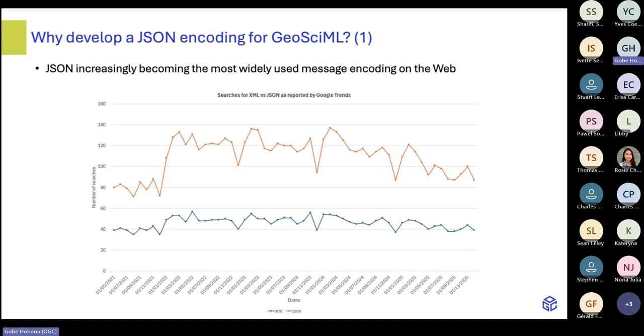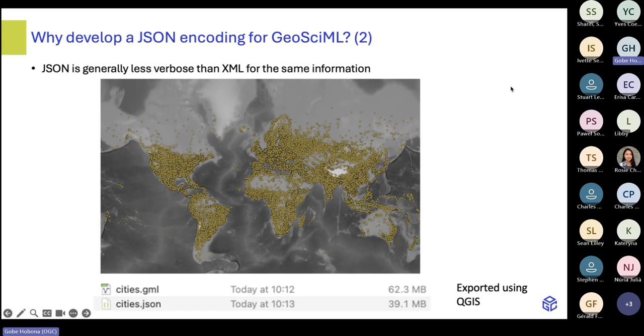So you can see the difference, the level of interest. On the right-hand side, you can see that it starts to reduce slightly, but it's still high. It's still much higher than XML. So this gives you an idea of the level of interest in JSON across the web, and why it's a good idea to look at a JSON encoding for GeoSciML. But that's just one of the reasons.